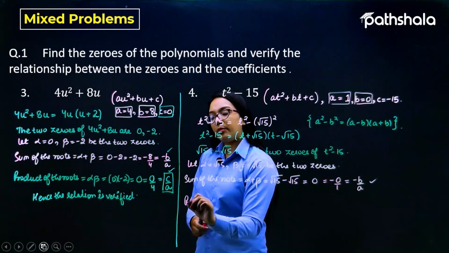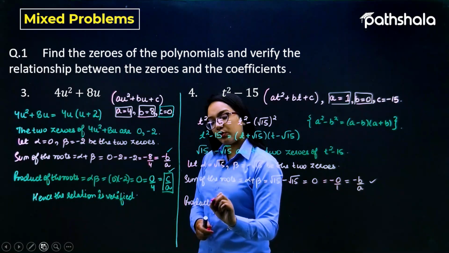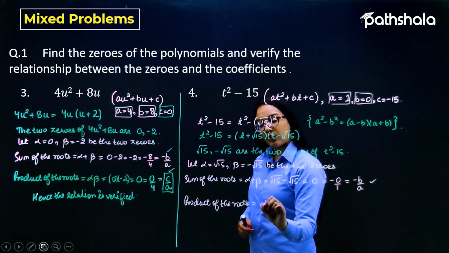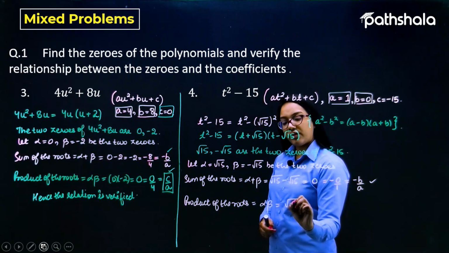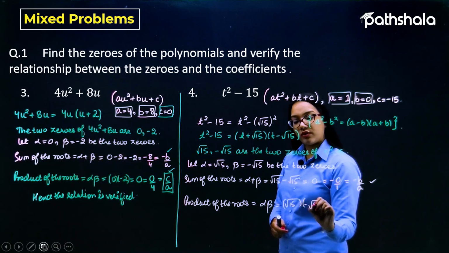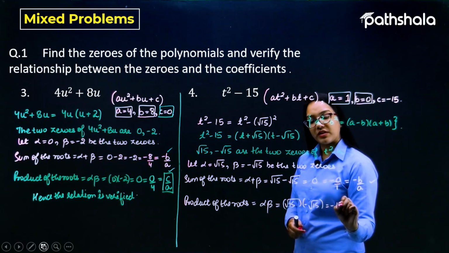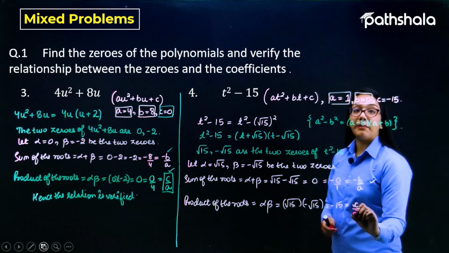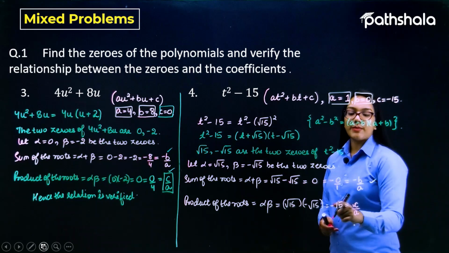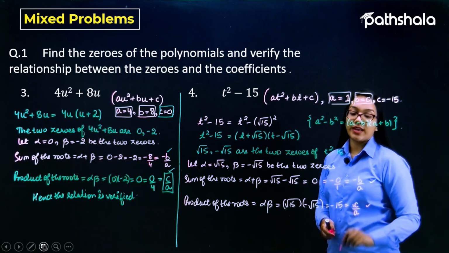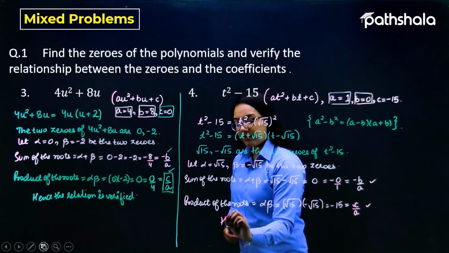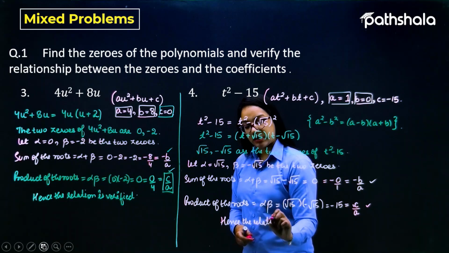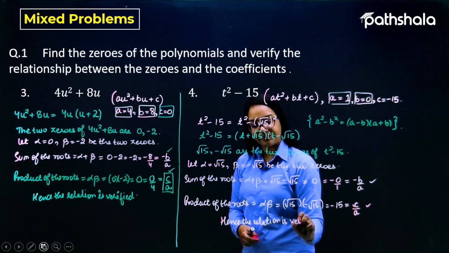And further, the product of the roots is equal to alpha into beta, which is root 15 into minus root 15, which is equal to minus 15, and hence we can write it in the form c by a, because c is minus 15 and a is 1. So hence at the end the relation is verified.